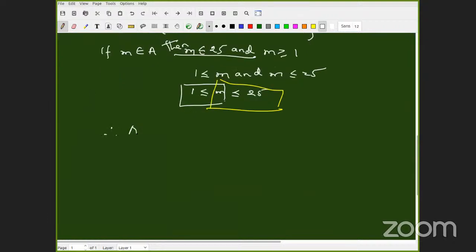How do I describe my set? Collection of all integers with some property. What is the property? 1 less than or equal to M. In fact, I can write like this also: and M less than or equal to 25. That doesn't matter. If you want shorthand notation, that also you write. 1 less than or equal to M less than or equal to 25. That's also allowed. Very good.